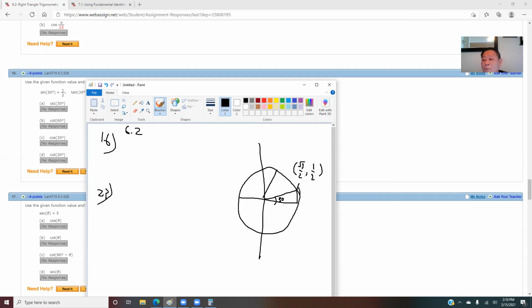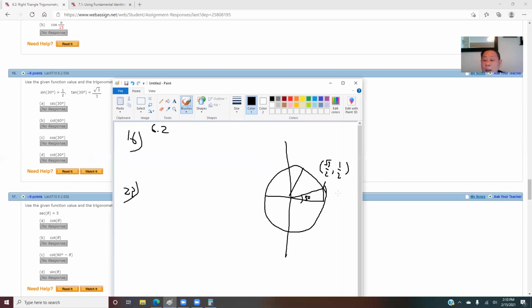Now, I always teach my students, your answer is either root 3/2 or 1/2. So how do you look at it? You look at, see, this one is longer, right? Than this one, right? This is your x, this is your y. So that means your x is going to be root 3/2, bigger than half. So that's why your answer is root 3/2.